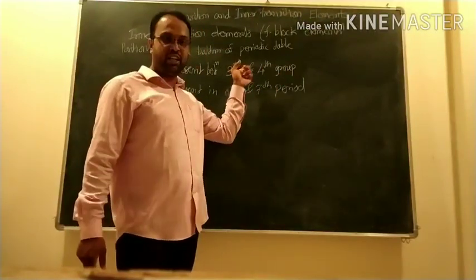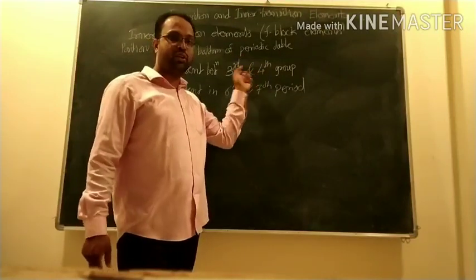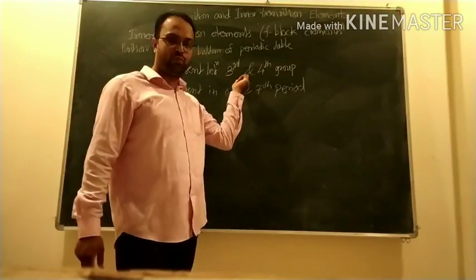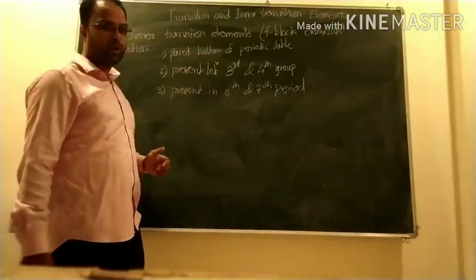They are placed at the bottom of the periodic table, but present between the 3rd and 4th group. They have 14 elements between the 3rd and 4th group.